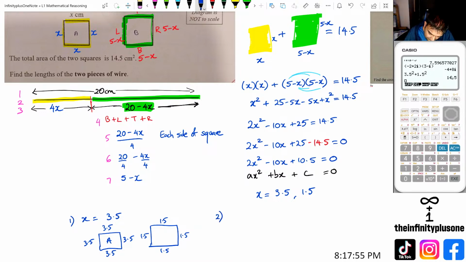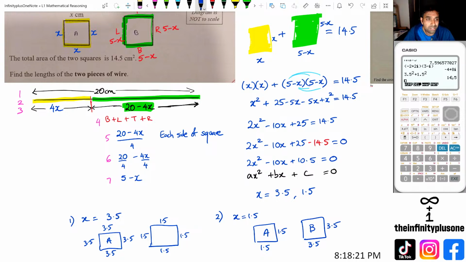Now the second answer is when x is equal to 1.5. Basically it's the same as what you'd get before, because this will be 1.5 and 1.5, and square B would be 3.5 and 3.5, and we work out the area. It's pretty much going to be the same area there. Again, it's going to be 14.5.